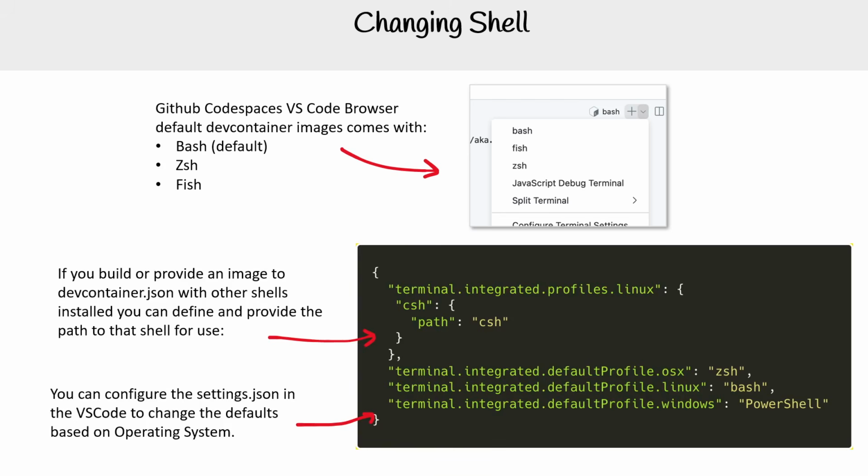And the way you would configure that is in your dev container. So the idea is that, let's say you wanted to bring in one called CSSH. And so you would specify the path of where it is. So this is CSH, but you might have to be very specific about where it is. And then that way you can have it in your profiles as a dropdown. Notice that if you are using VS Code for very specific OS distributions, then you can set the default there. But yeah, that's about it.